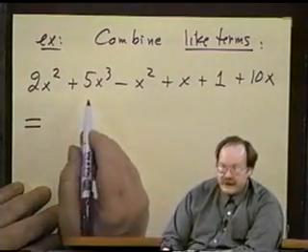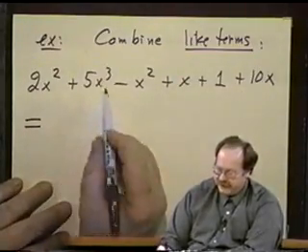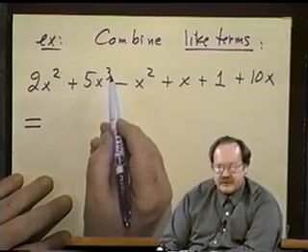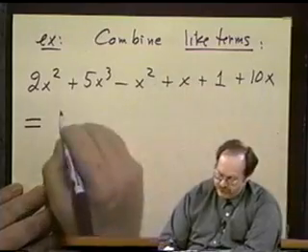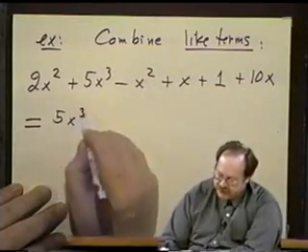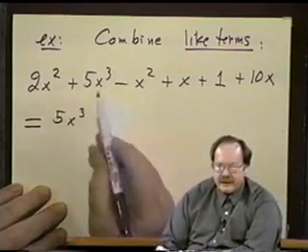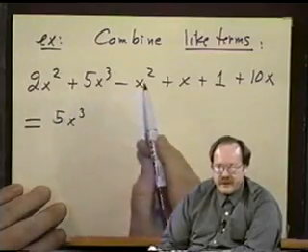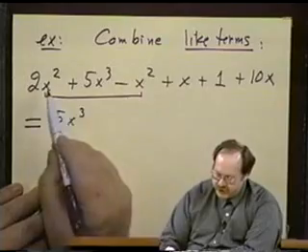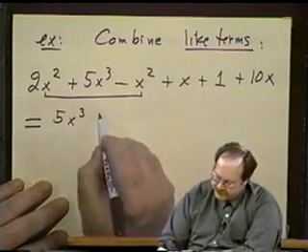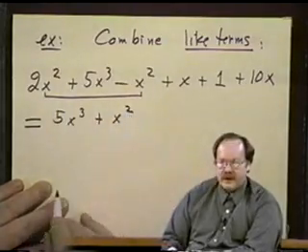So let's see what we've got, and let's be systematic about it. Let's find out the highest power. That's this one, 3. Is there anything else with the power of 3? No. So 5x cubed here will just stay. Then I look through for squares. There's a square. There's another square. I have 2 things with squares. 2x squared minus x squared leaves me with plus 1x squared.